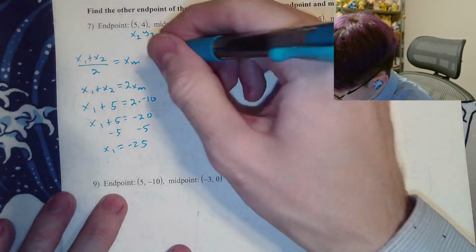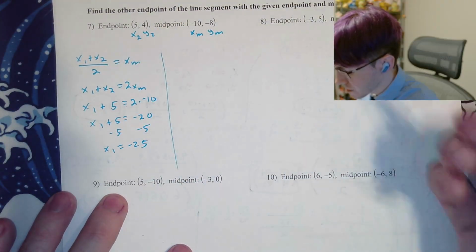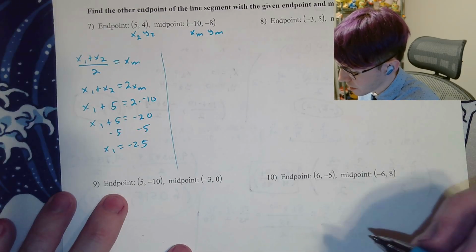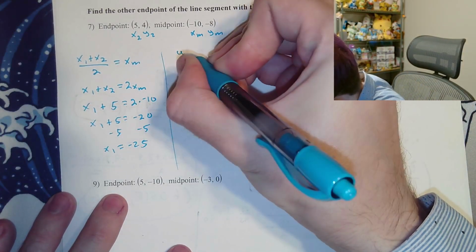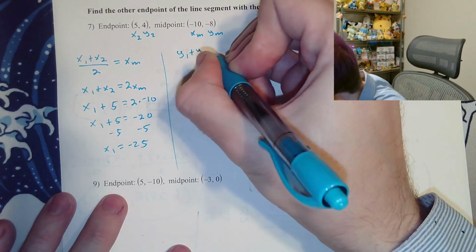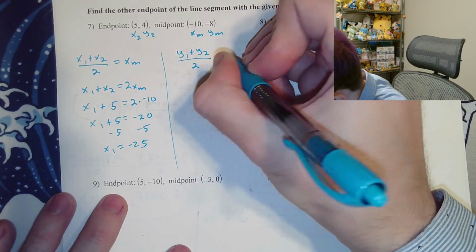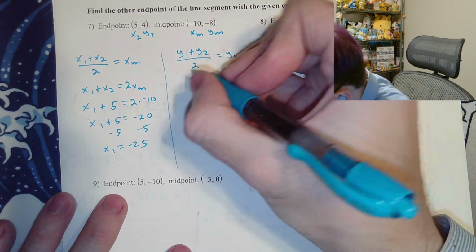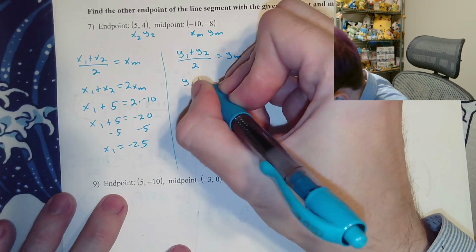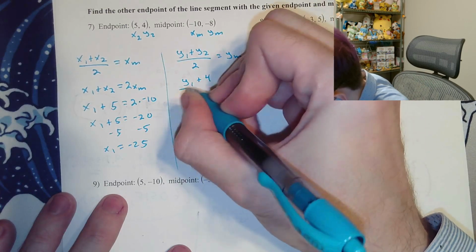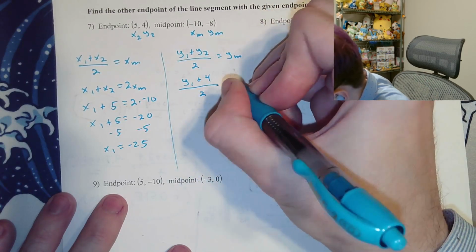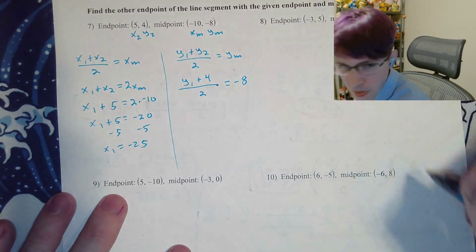After that, for our y value, I'm not even going to do that dividing by 2 right away. I'm going to do it slightly different. I'm going to show that part later. So same exact idea, though. Y1 plus y2 divided by 2 is equal to that middle y value. We don't know what y1 is. Our second y value is 4. And then we're dividing it by 2, and we're going to end up at -8.